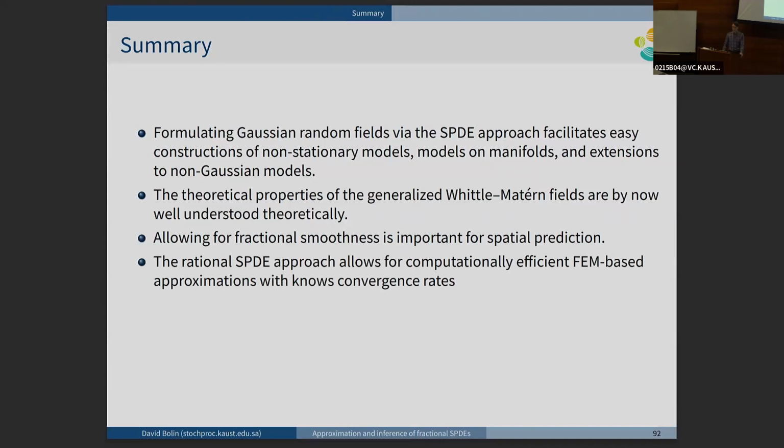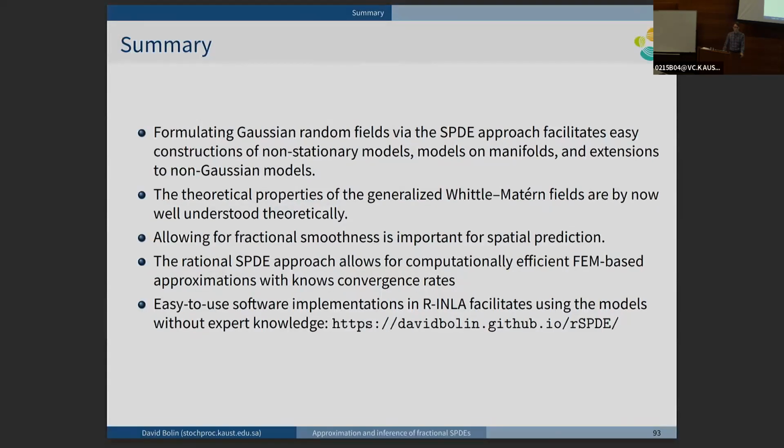So we have implemented this rational SPDE approach in an R package that can be used in combination with INLA. In particular, we know the theoretical properties of this numerical scheme. The implementation facilitates people using these models without so much expert knowledge. As you saw, the code for actually using this was quite simple. Here's a GitHub page with various examples and vignettes for this R package that you can try out if you want to.